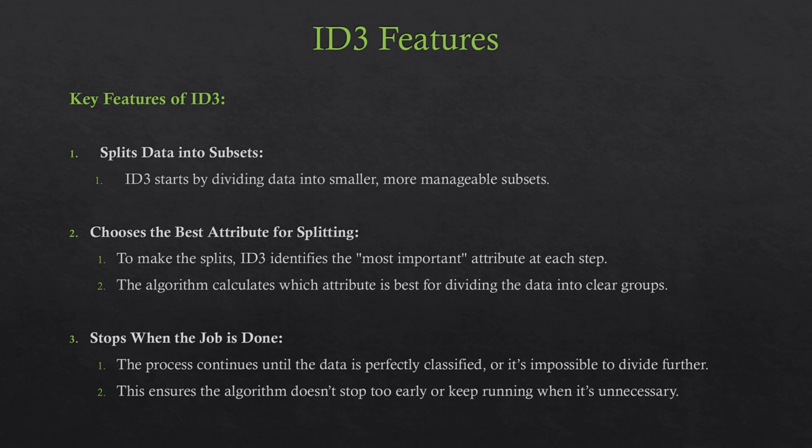Two, choose the best attribute for splitting. To determine how to split the data at each step, the ID3 algorithm finds the most important attribute by calculating its information gain. Attributes with the highest information gain are considered the best for dividing the data into clear, distinct groups. Number three, stop when the job is done. The process continues until the data is perfectly classified or it's impossible to divide further. This ensures the algorithm doesn't stop too early or keep running when it is unnecessary.